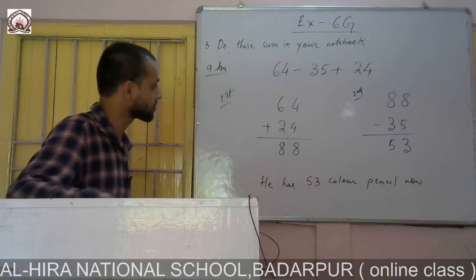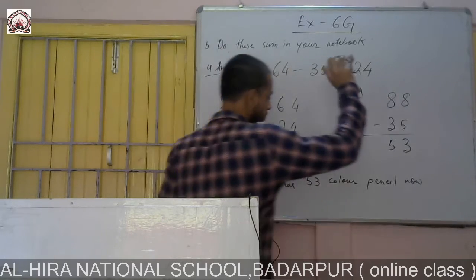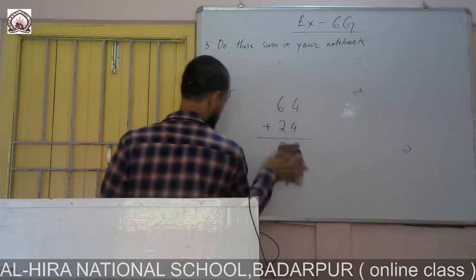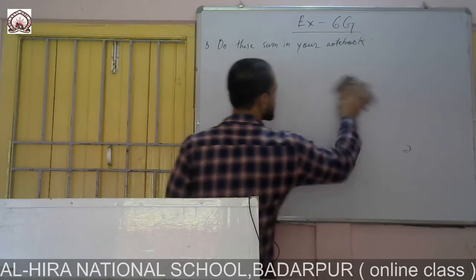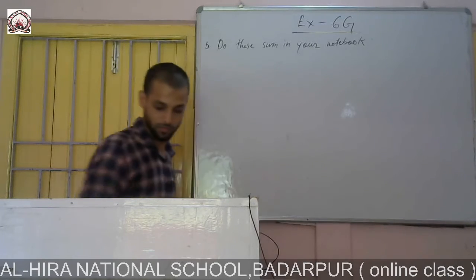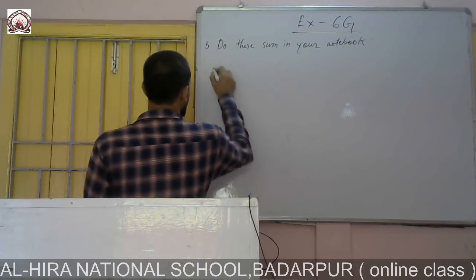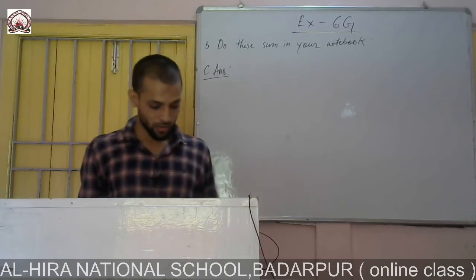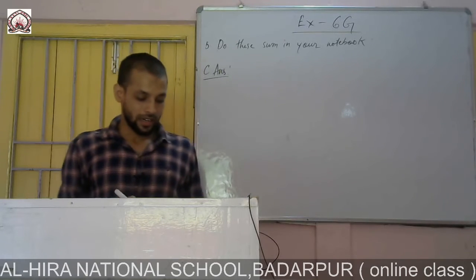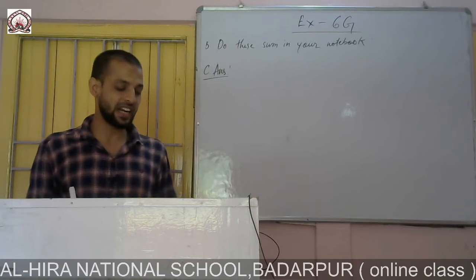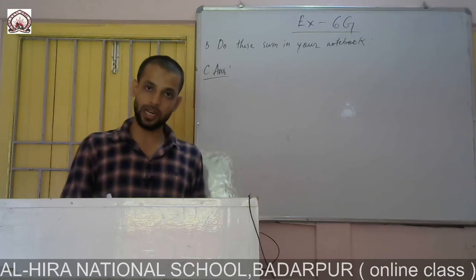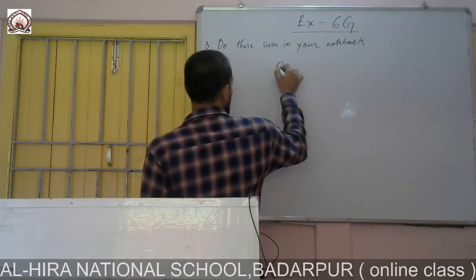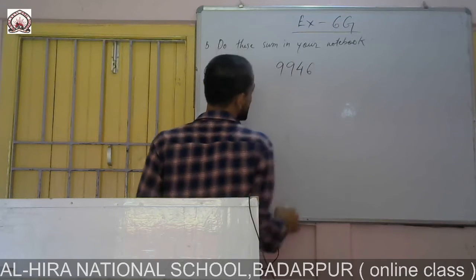The next question. So here, this question is finished. Question number C. So this is the last question for today's class. See, there are 9,946 people in a town. That means the total number of people is 9946. So this is the total number of people.